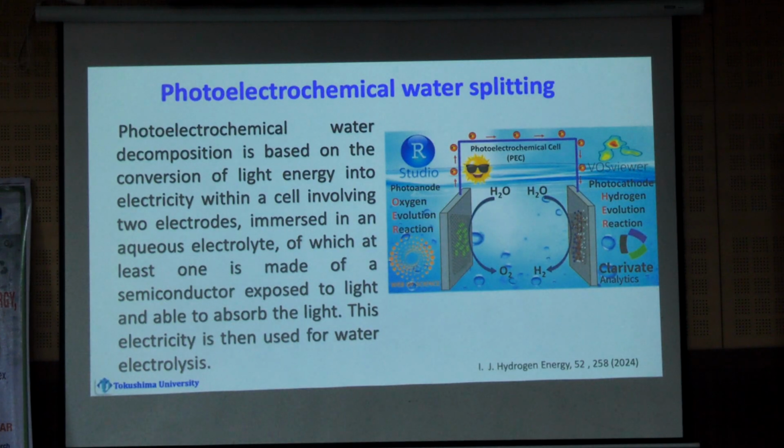Then another application I talked about, photoelectrochemical. Photo means light, electro means using electricity, chemical means a certain kind of chemical. So there are 3 different things used in this process of water splitting. So those who do research, especially on PEC water splitting, need a certain kind of setup to create the hydrogen.